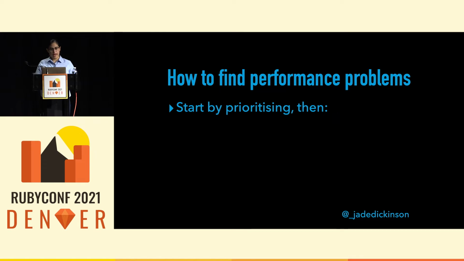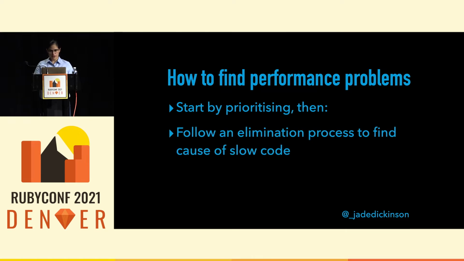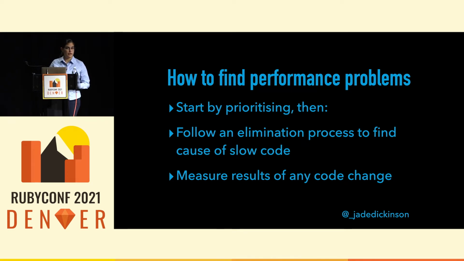Let's take a look at the how. So this is what you're here for, essentially. The first thing is that for any performance work like this, realistically, you're going to have limited time to do this. So you want to focus your efforts on where they're really going to be useful. You can follow an elimination process to find causes of slow code. And then any code change you make locally, you measure the result of that change on your machine to see if you sped things up, made no impact, or sometimes, to be frank, slowed things down, at which point, please don't merge that.